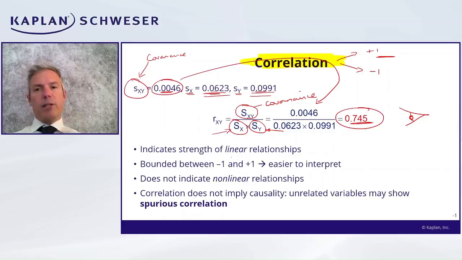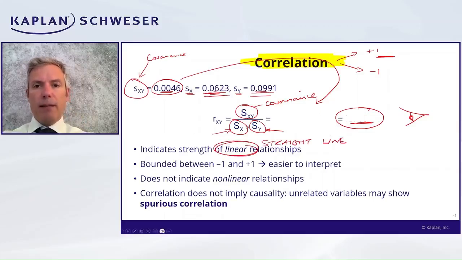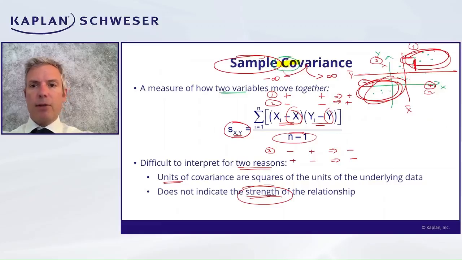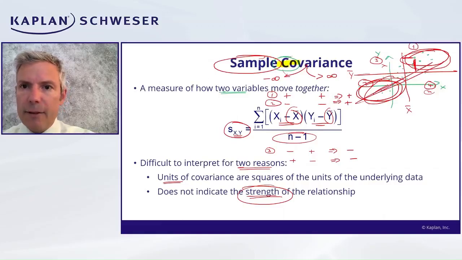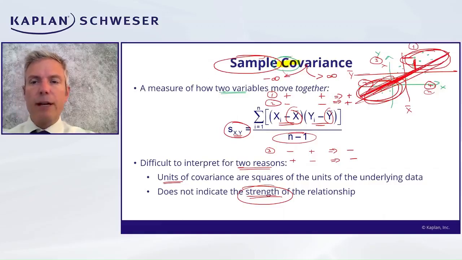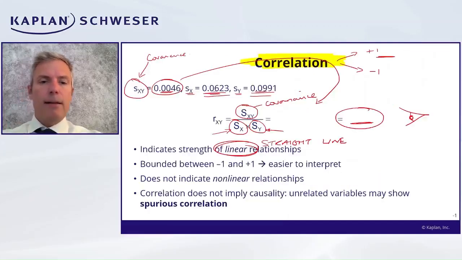Just be aware that correlation is measuring the strength of a linear relationship, a straight line relationship. You've got to be really careful with that, because we're assuming that the relationship between these two variables is a straight line. It's telling us how good a job that straight line is doing at explaining the relationship between those two variables. More on this in regression later on.